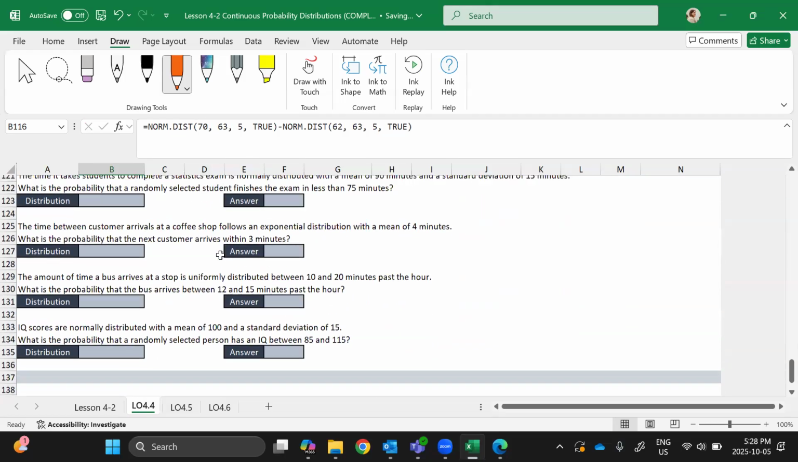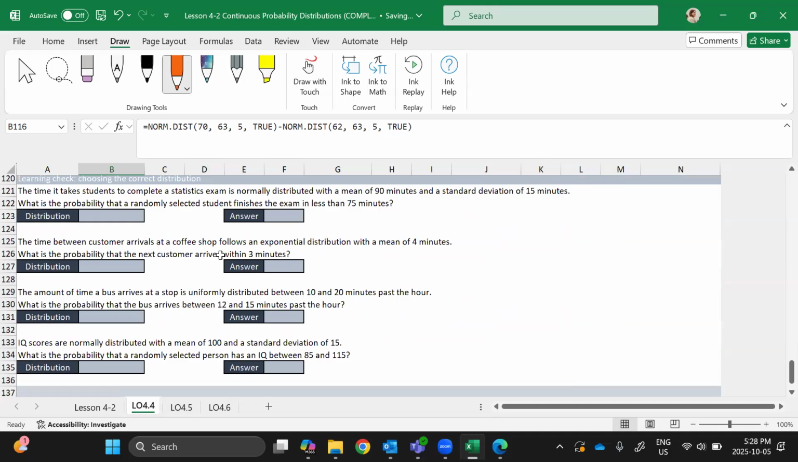The last step is a learning check question where I'm going to ask you questions about each of the distributions, but these ones are more mixed up, so you'll have to carefully think about which probability distribution to use in which situation. Please pause the video here, and when you come back, I'll show you the answers.